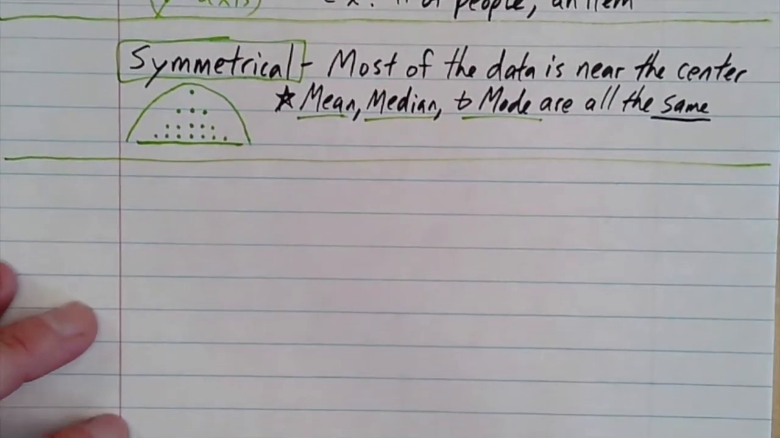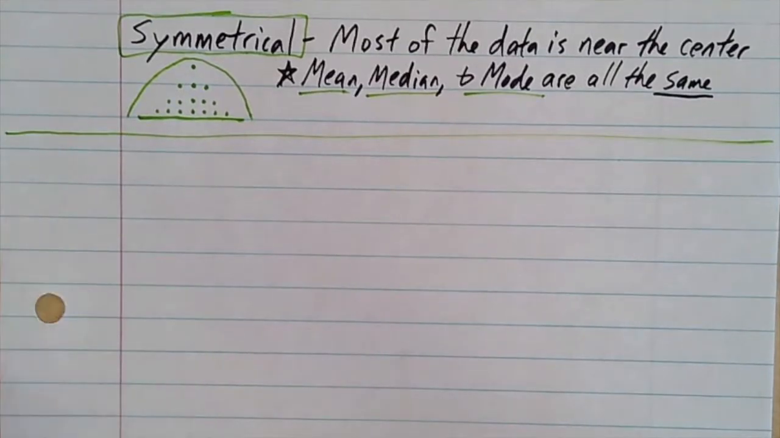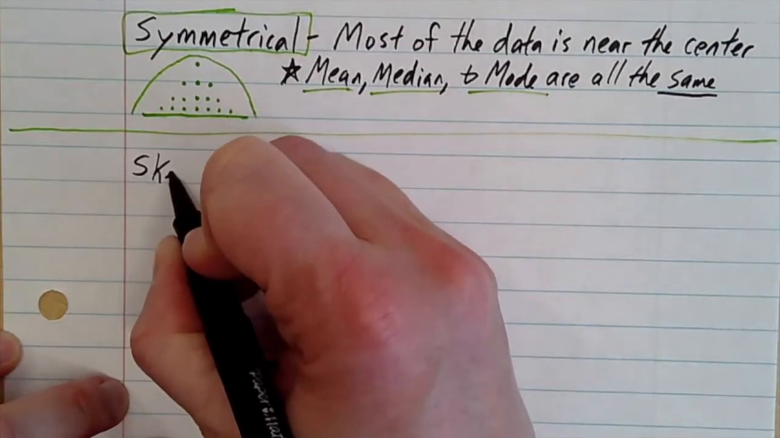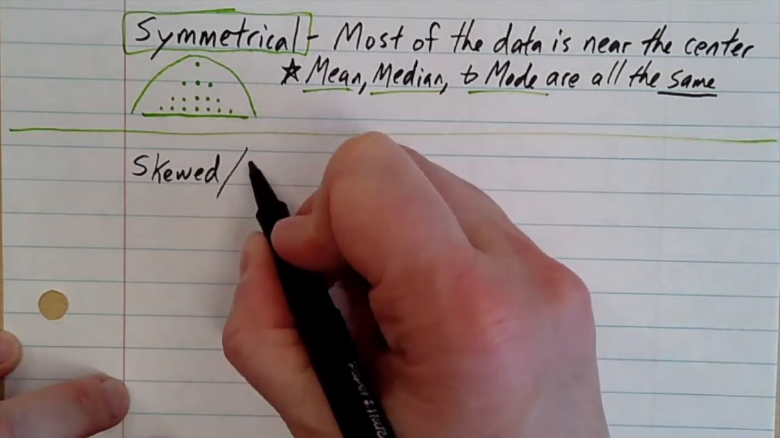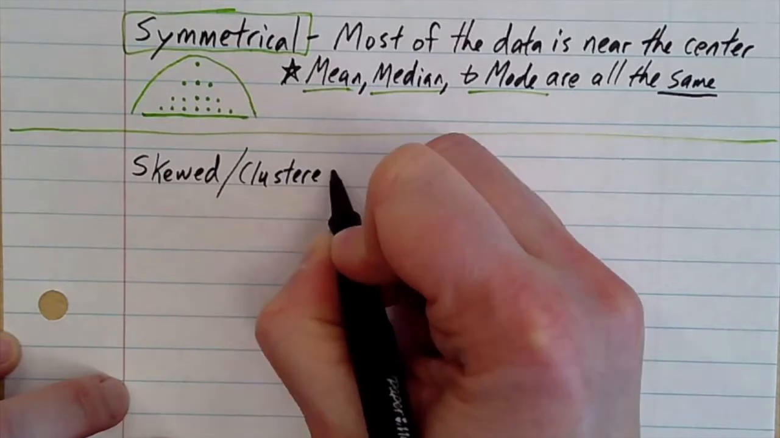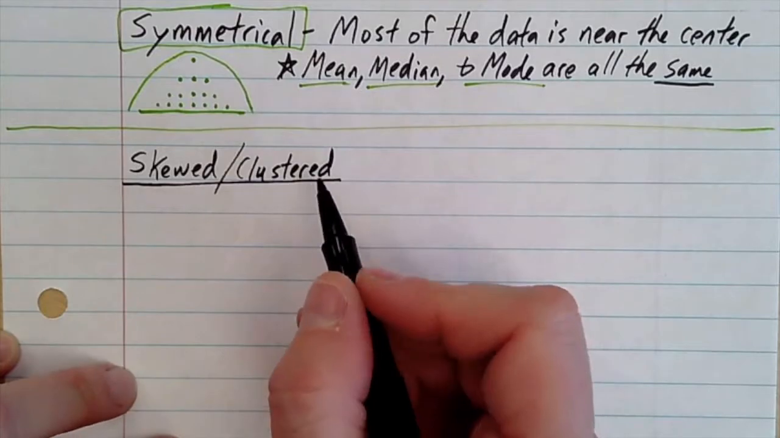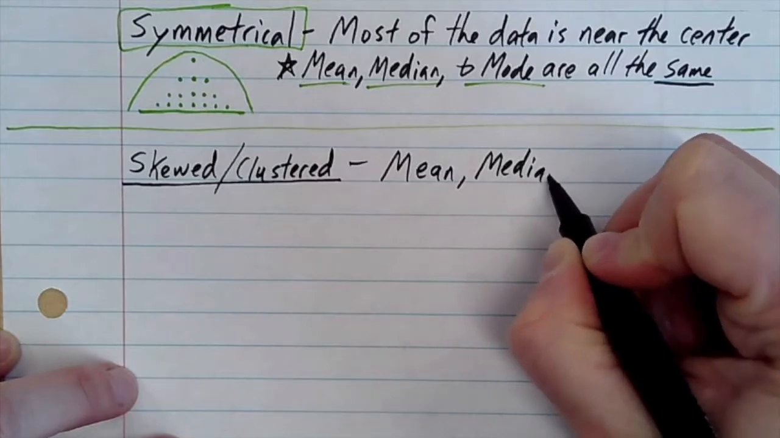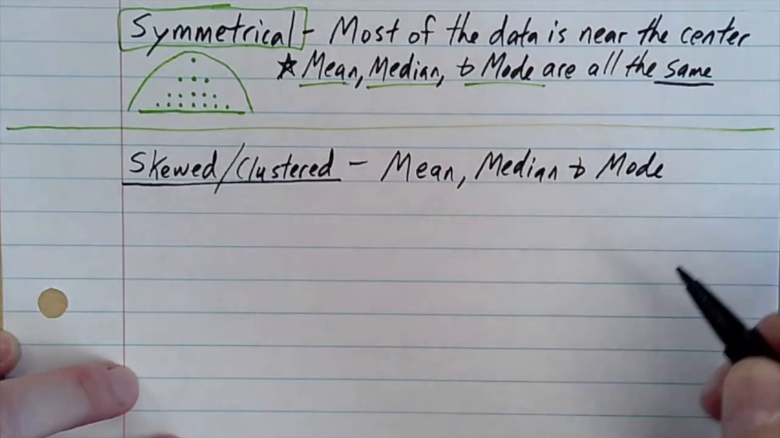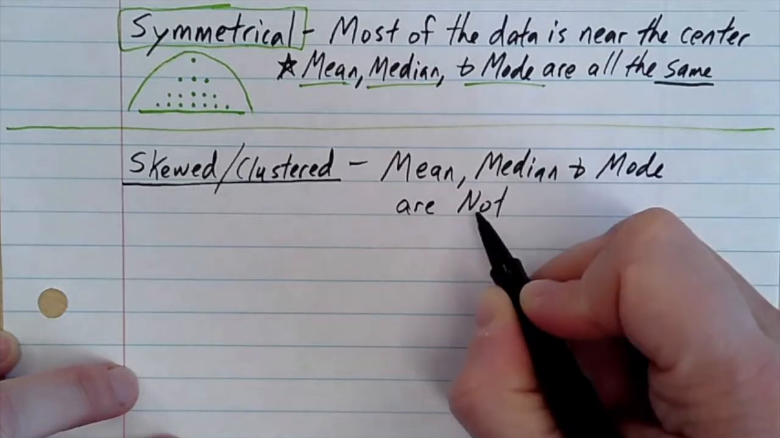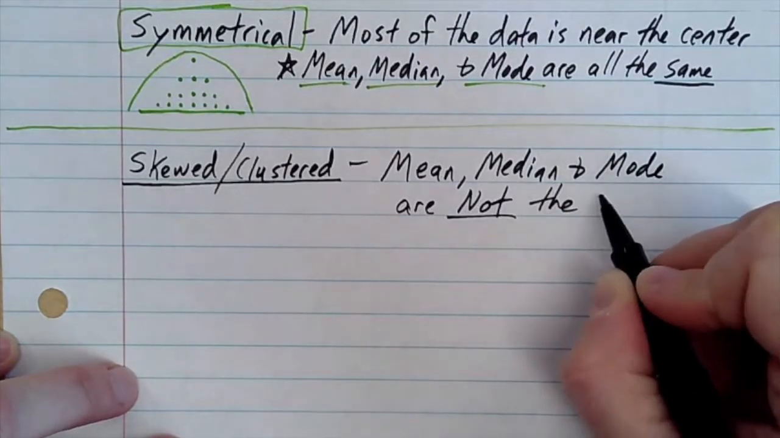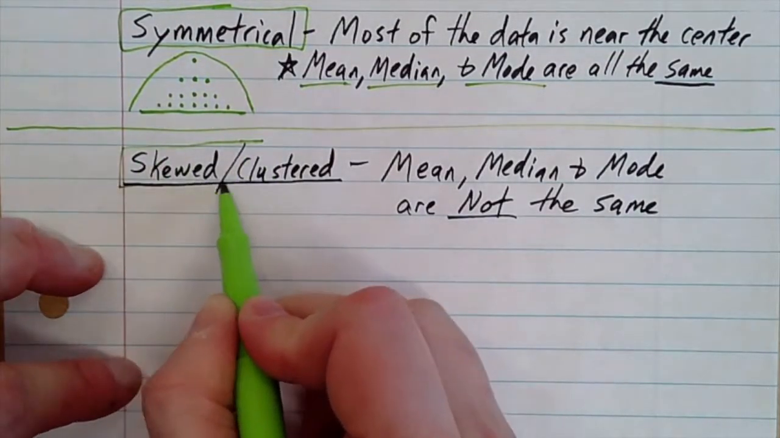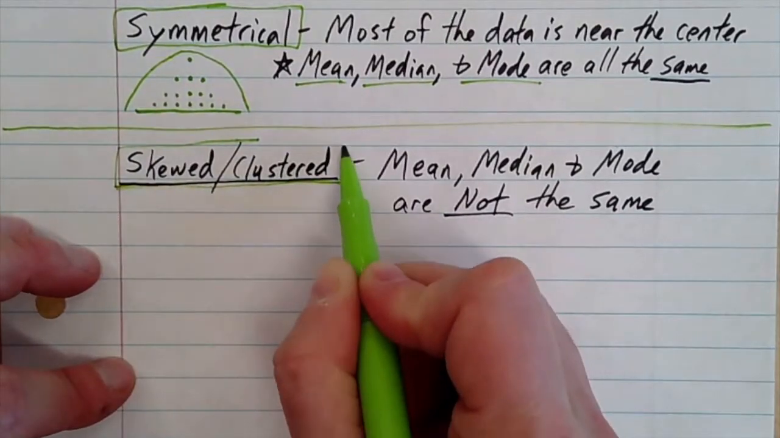Some other terms we talked about were skewed or clustered. I'm going to put them together here. When things are skewed or clustered, the mean and the median and the mode are not going to be the same. So what do I mean that the mean, median, and mode would not be the same if the data is skewed or clustered? Well, I'll give you some examples.